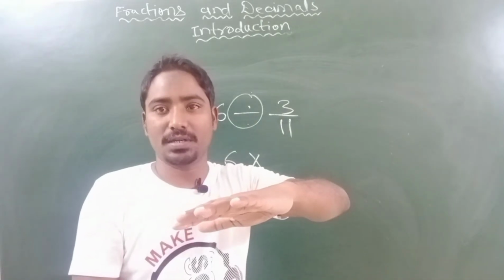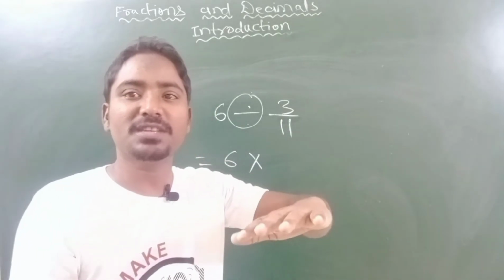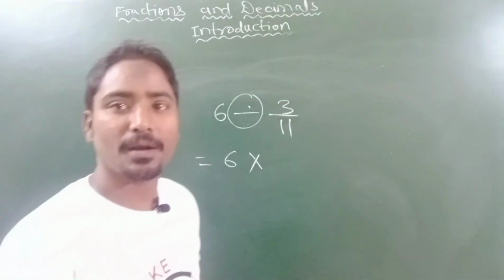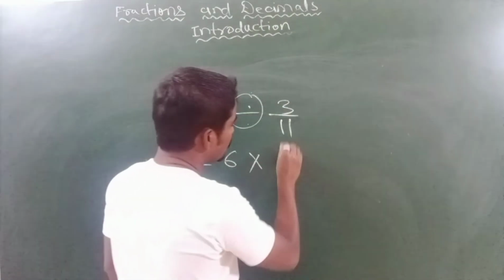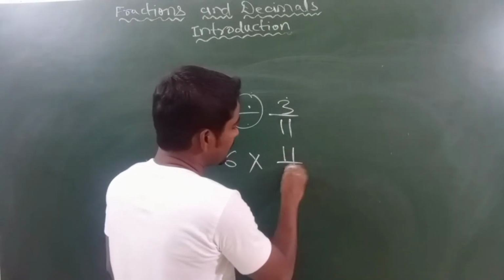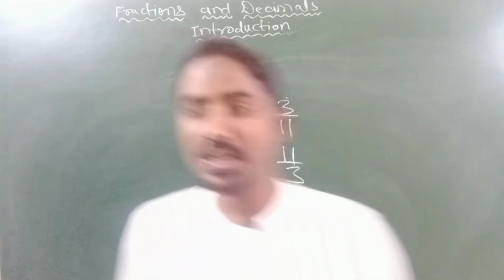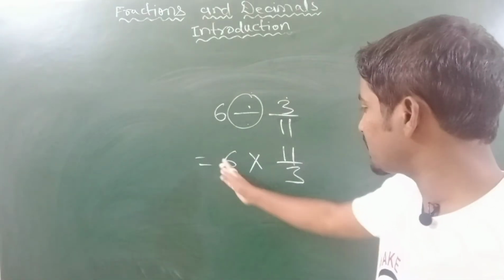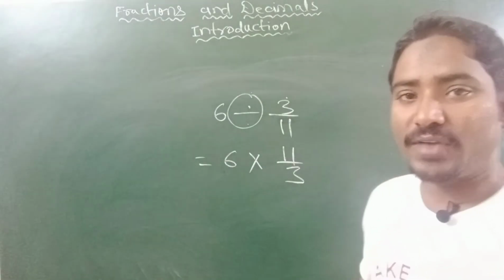We will invert it. Invert it means what, students? Numerator will become denominator and denominator will become numerator. Okay, so this 3/11 will become 11/3. Now it is multiplication. Now it is multiplication of a whole number and a fraction.